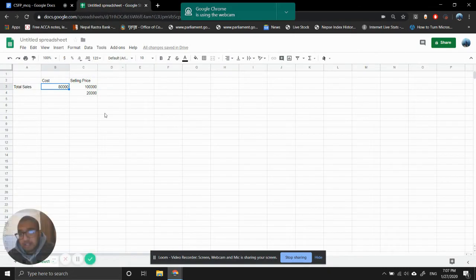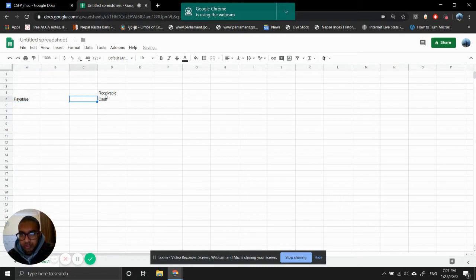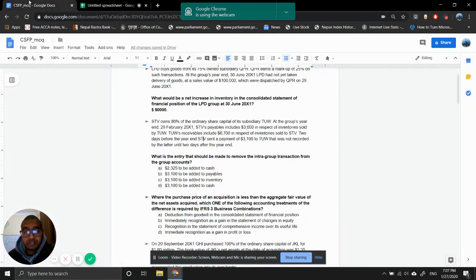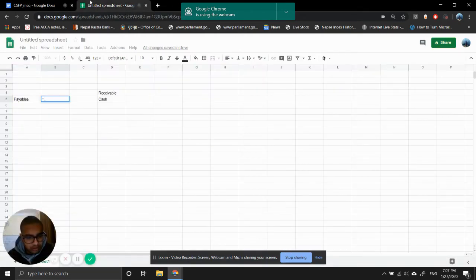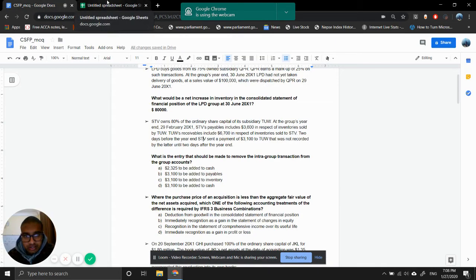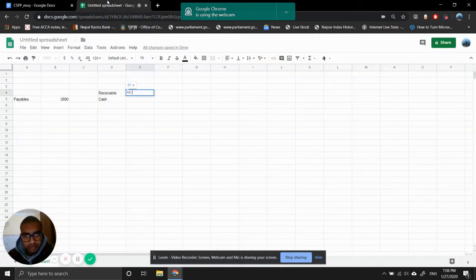So let me show you over here so that it's easier. Receivables, cash, and then on this side I'll just make payables. So what you will normally have is that payables would be 3600, and see, it's goods in transit, right? And then after that, the receivable was 6700, right? 6700.